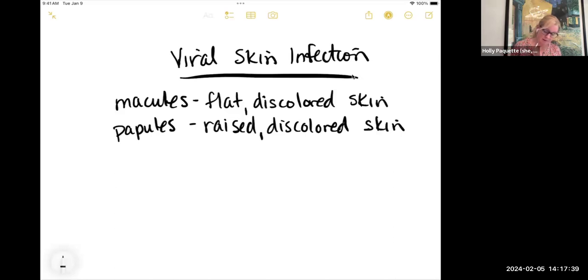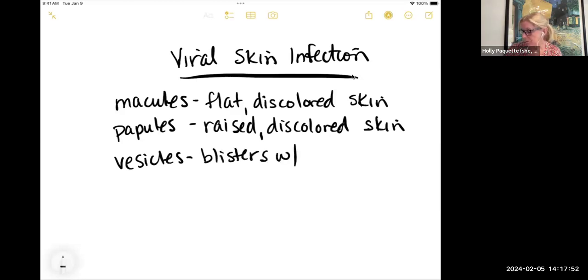And then we can get the ones that actually are filled with either some sort of a fluid. So we can get what are called vesicles. And you want to think of these as blister-like with clear fluid. And then the last one is the pustules. And these are blisters.